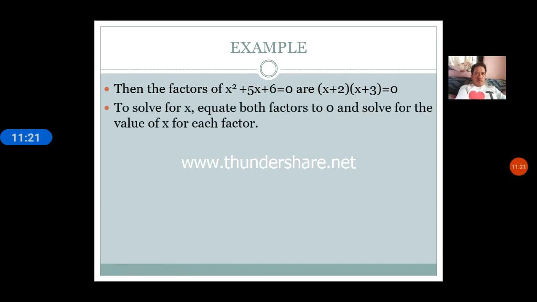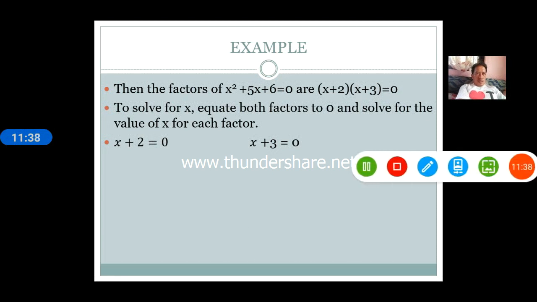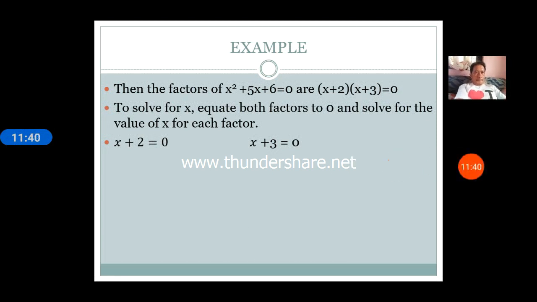Now, we will not stop there, but instead we have to solve for the value of x. In solving for the value of x, we have to equate both factors to 0 and solve for x for each factor. So we have x plus 2 is equal to 0 and x plus 3 is equal to 0. Then we have x is equal to negative 2 and x is equal to negative 3.